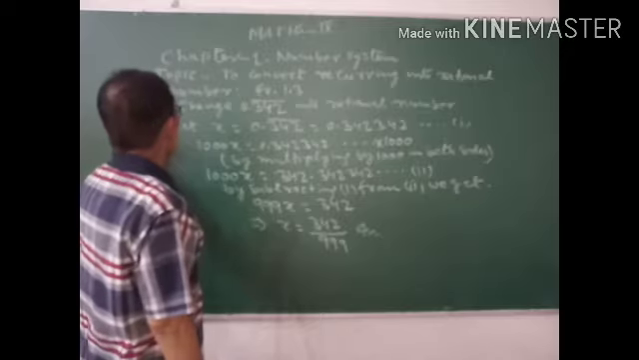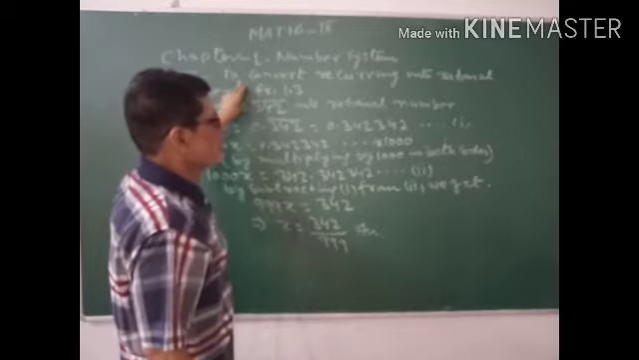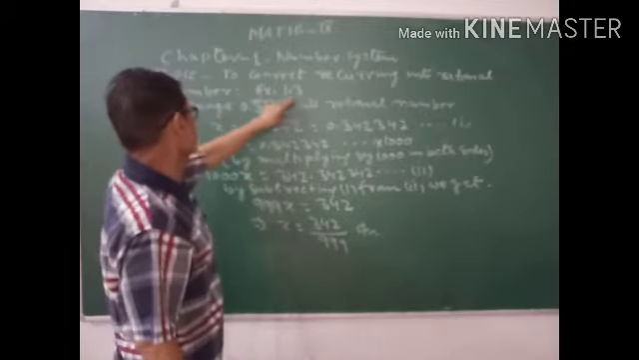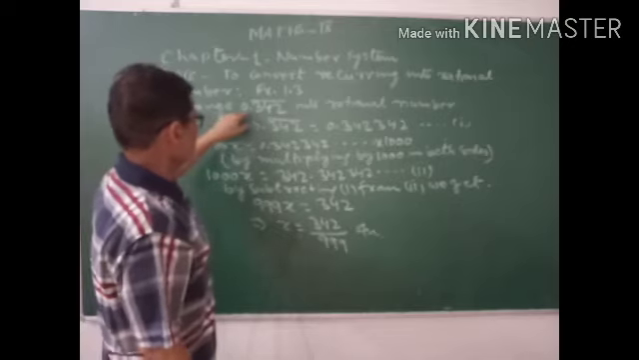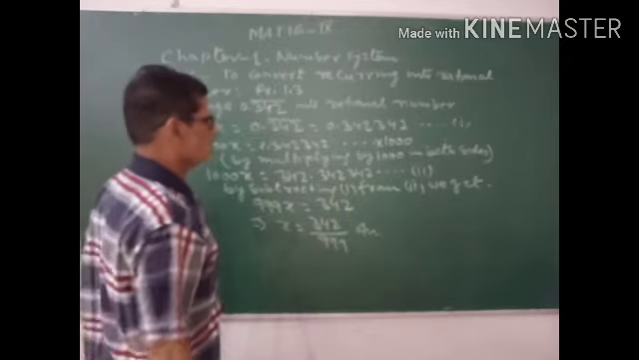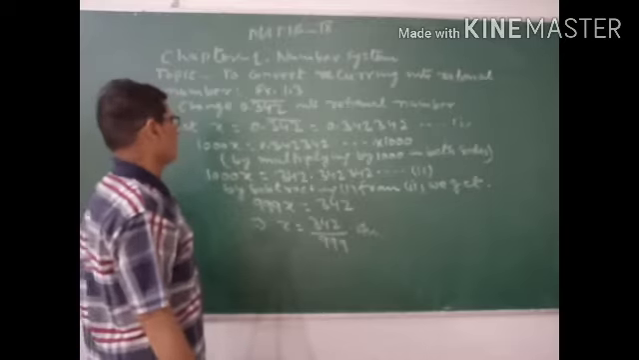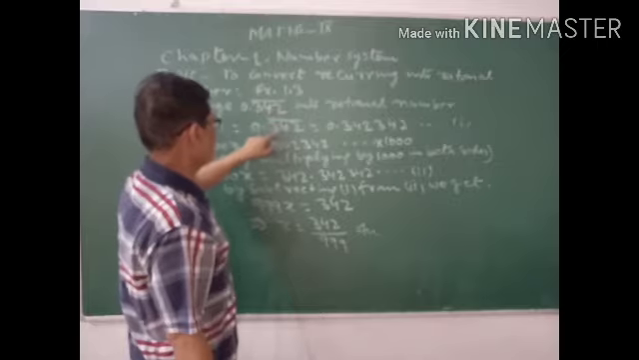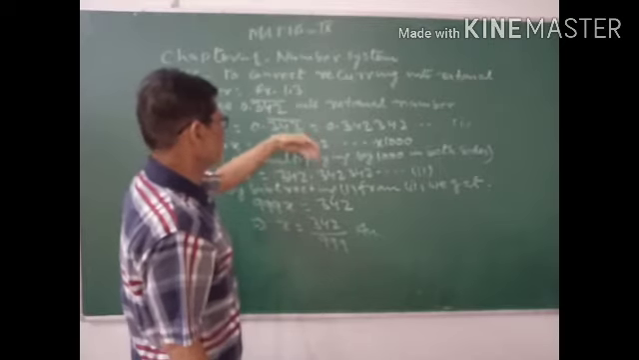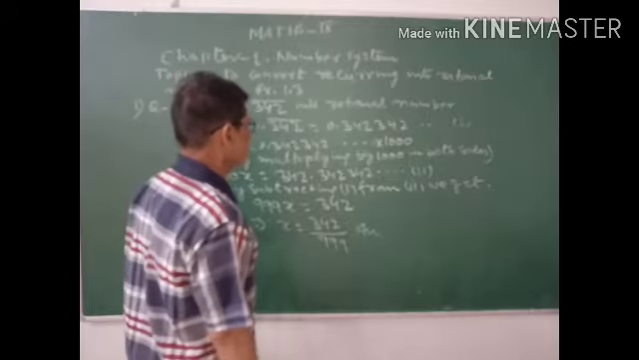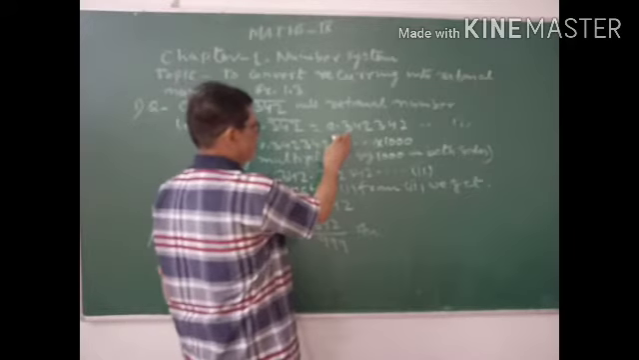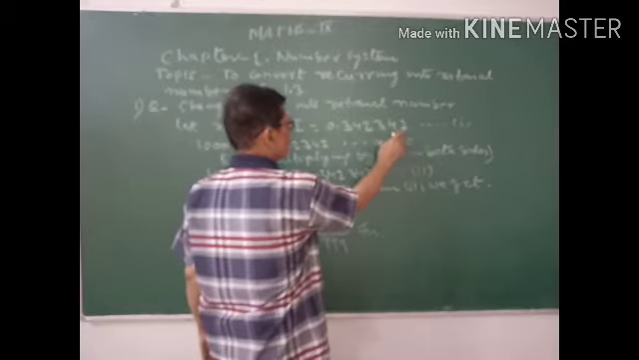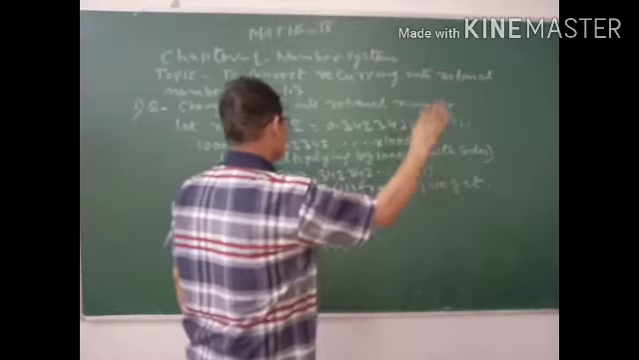Now the topic is to convert recurring into rational number. Exercise 1.3. Here change this recurring form into rational number or rational form. Let x equal to recurring 342. It means 342 is appearing again and again, and this is how we can write it simply in decimal form: 342, 342, 342, and so on.